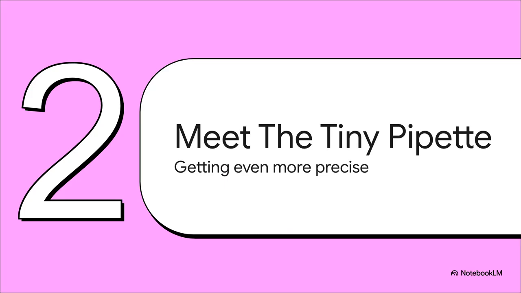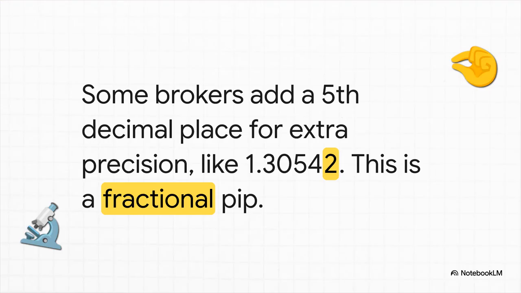Okay, so pips are great. But what if you need to zoom in even further? What if you need to get even more precise? Well, for that, we need to meet the pip's tiny little sibling, the pipette. See, what happens is some brokers want to give traders an even more detailed, high-definition view of the price, so they'll add a fifth decimal place to their quotes, like that little 2 you see tacked on the end there. That extra digit, that's what we call a fractional pip.